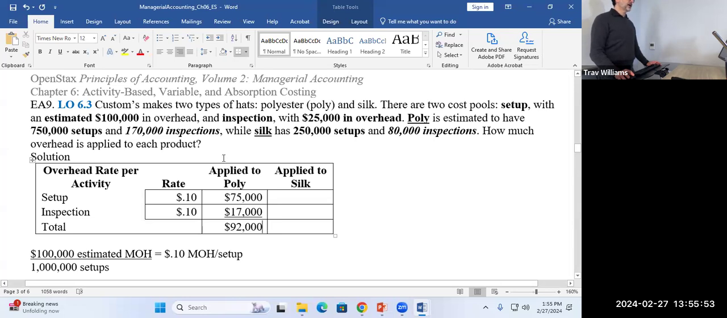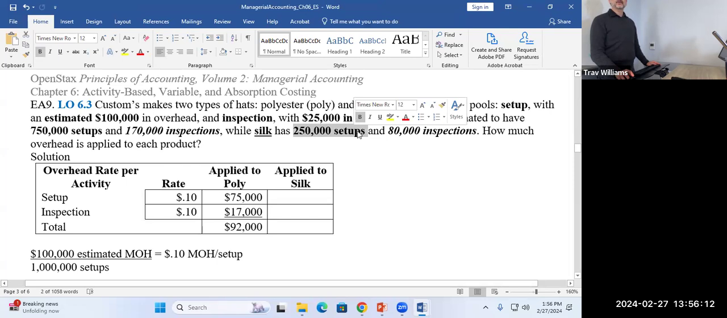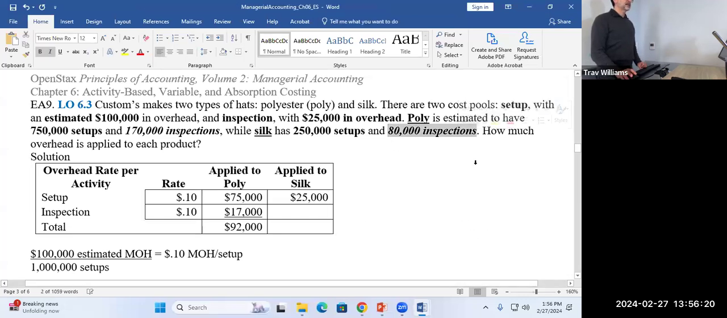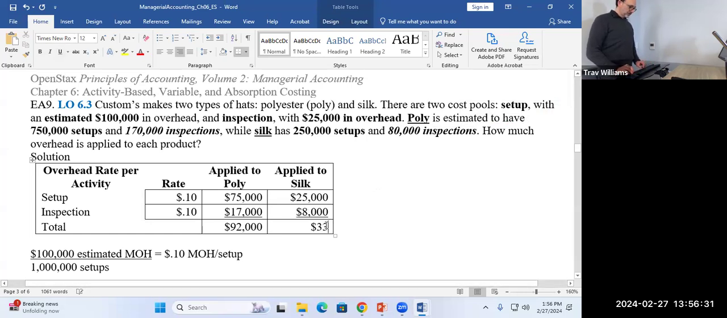Right, so once we have the rate, you have to multiply it by the activity. But you have to do each activity separately. So if we go on to Silk, Silk had 250,000 setups times 10 cents per setup, which comes out to how much? 25,000. And then they had 80,000 inspections at 10 cents each. That comes out to 8,000, right? Dollars, which gives us a total for Silk of $33,000.